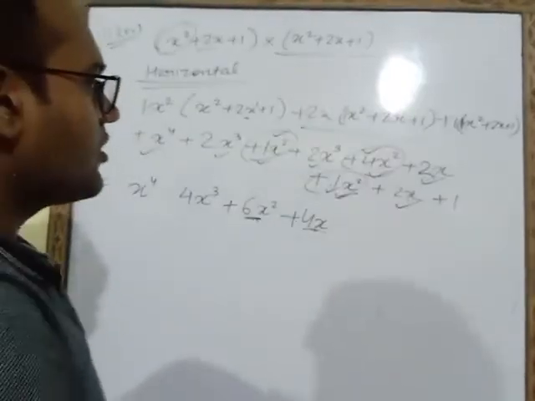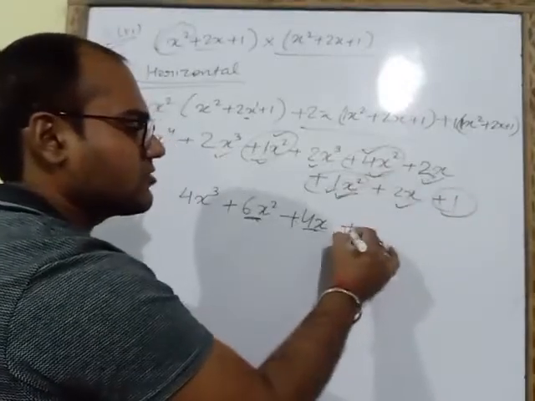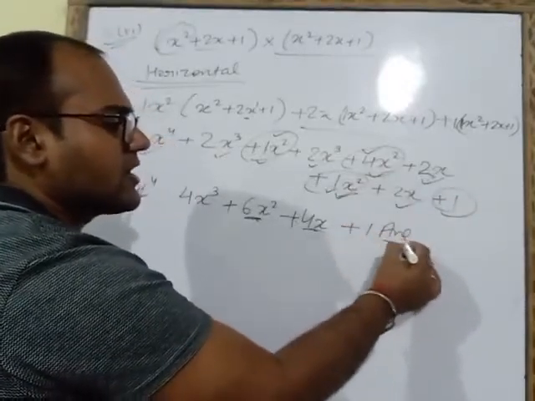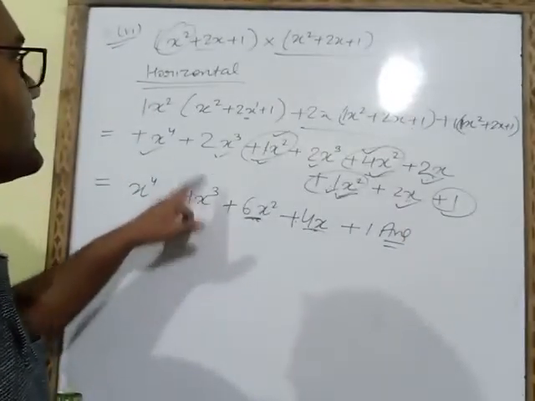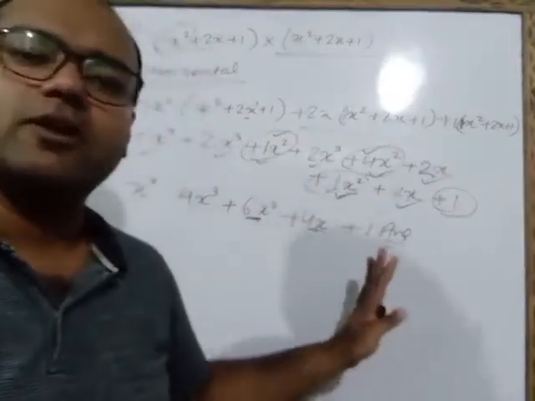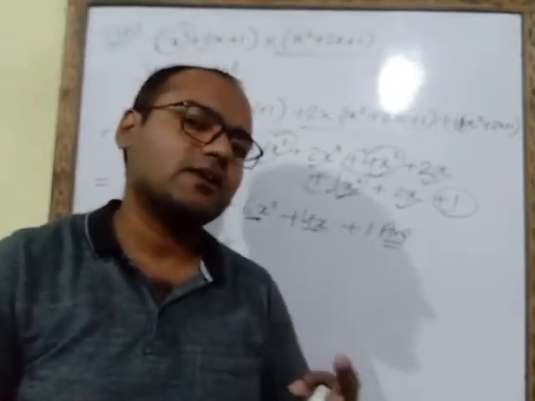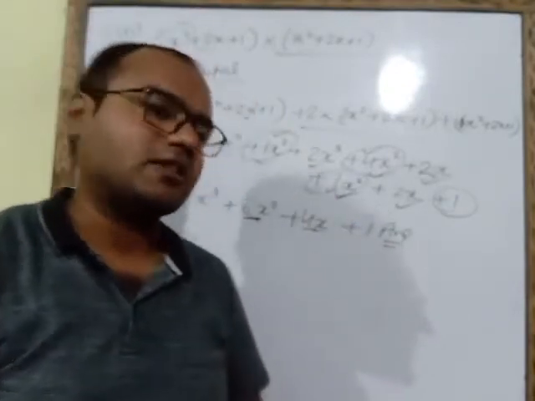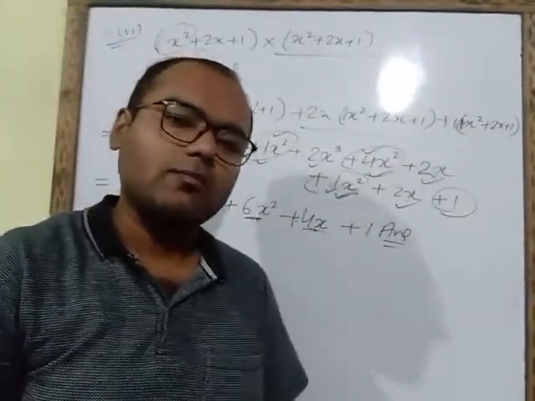Now only one term is remaining here, that is plus 1. So we will write this remaining term also. And this is our final answer. Like this you have to do in the horizontal method. So your question number 6 is over. Like this you have to do all the remaining parts of question number 6. In the heading it is not mentioned which method you have to use. So you can use any method. Either you have to use horizontal method or you can use column method.